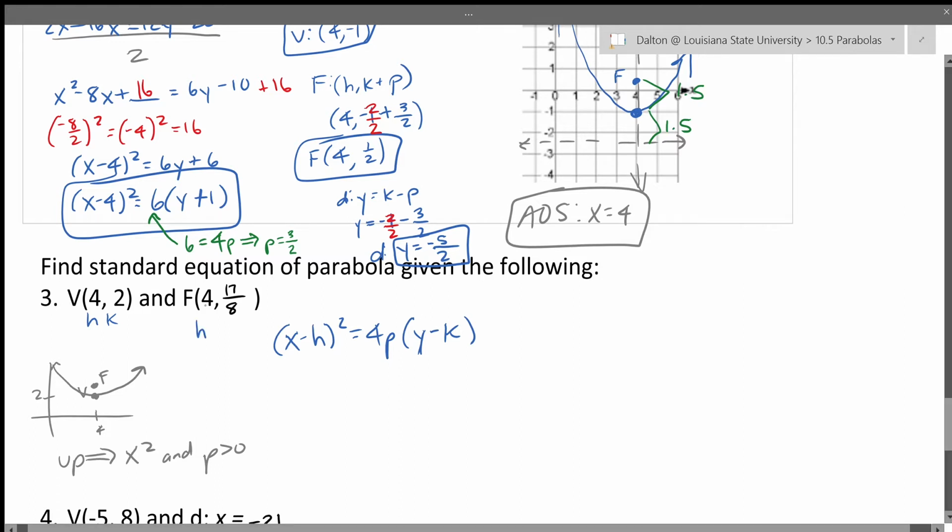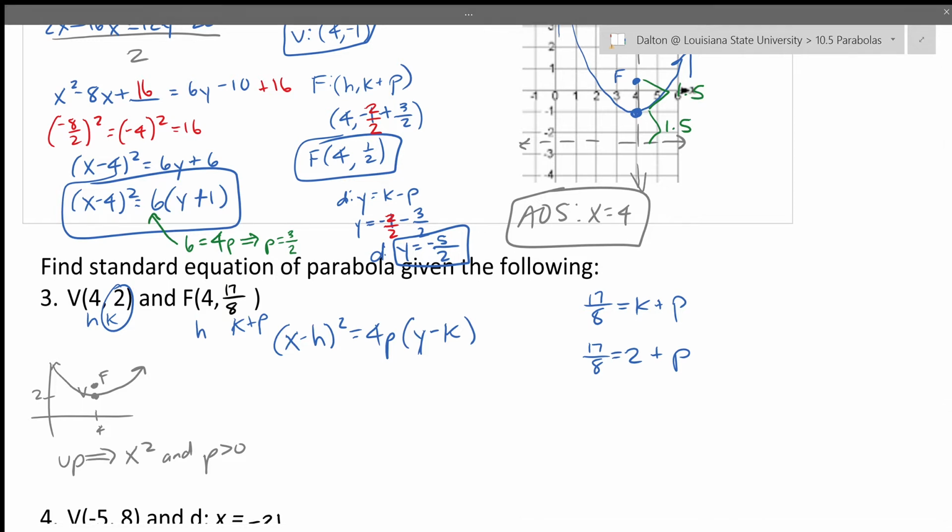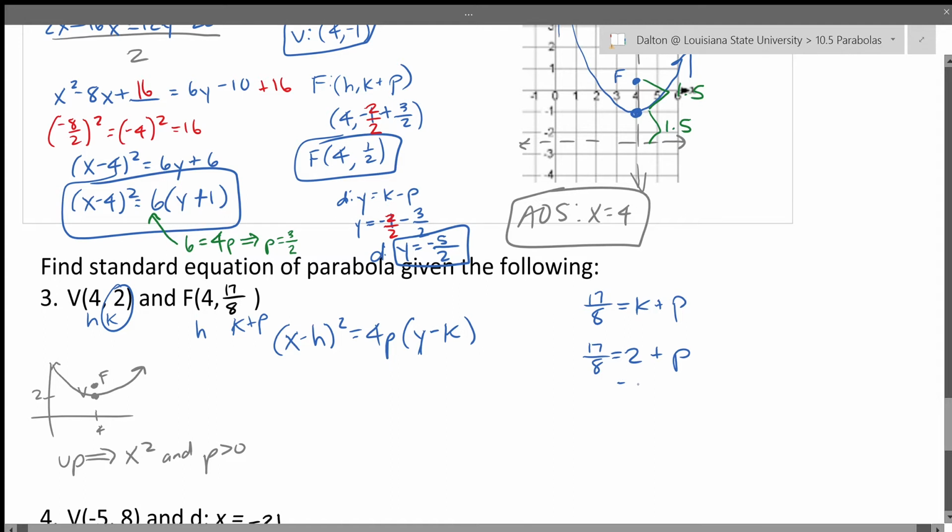Okay, so the h obviously is the first term, and then the y is k plus p. Very good. So if that's k plus p, then I can set an equation that says 17/8 is k plus p. And we already know k from the vertex, k is 2. So if I substitute 17/8 equals 2 plus p, then I could just subtract to find p. If I subtract 2 from both sides, then I get 17/8 minus 2 equals p.